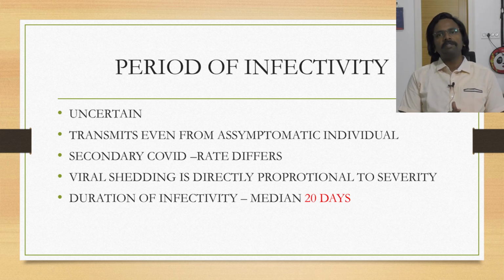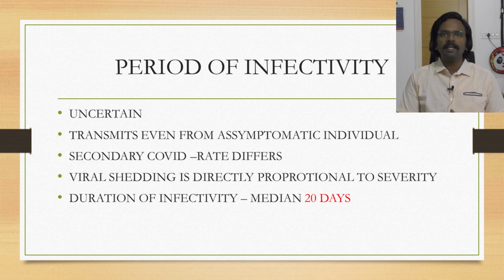The period of infectivity is very uncertain. We don't know exactly, after acquiring infection, when he will start to be infectious and how long he will remain infectious. The transmission occurs even from an asymptomatic individual. This is the most important factor when we are talking about the coronavirus, because even before the patient has symptoms, or even when the patient doesn't develop disease, he can act as a carrier and spread the disease within the community. The viral shedding is directly proportional to the severity of the illness, and the median duration of infectivity is 20 days.